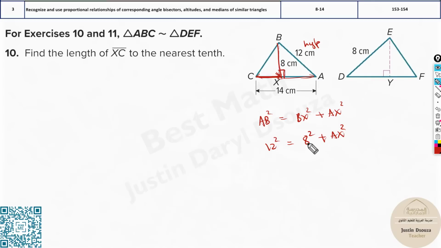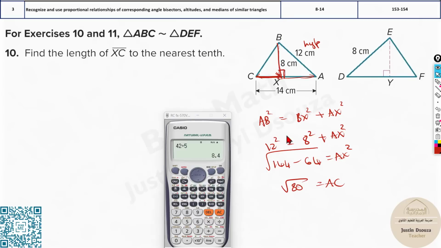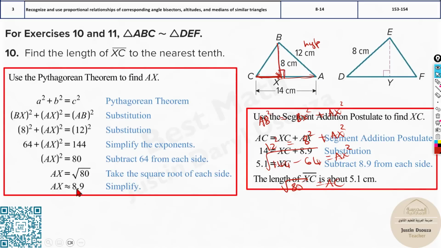You can just put in the calculator as well. Now this is 144 minus 8 squared is 64. That is equal to AX squared. Take the square root of this and you will get the answer. It'll be square root of 80, I believe. So let's use the calculator. Why? Because it's nearest tenth. Here we will just type in square root of 144 minus 64, and the answer would be 4 root 5. Or it is 8.94, so it's just 8.9. So that is the answer, 8.9.